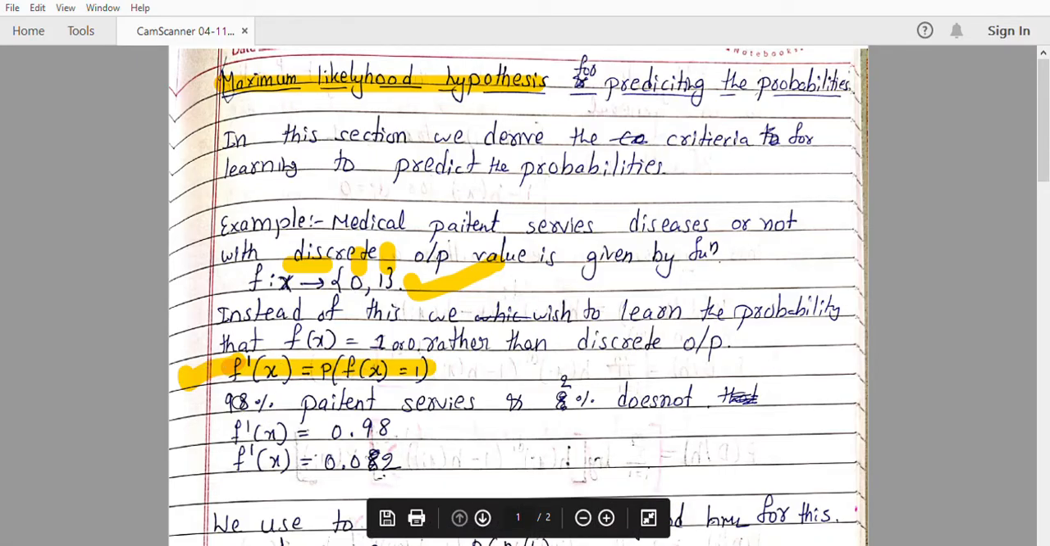One example has been given: 98% of patients survive, 2% of patients do not. So what is the value of f dash of x? It is 0.98 and 0.02, the probability that a patient survives and the probability that a patient does not survive. So HML is going to provide us this type of output, not 0 or 1. You are going to prove that HML is going to give the probability as our output.